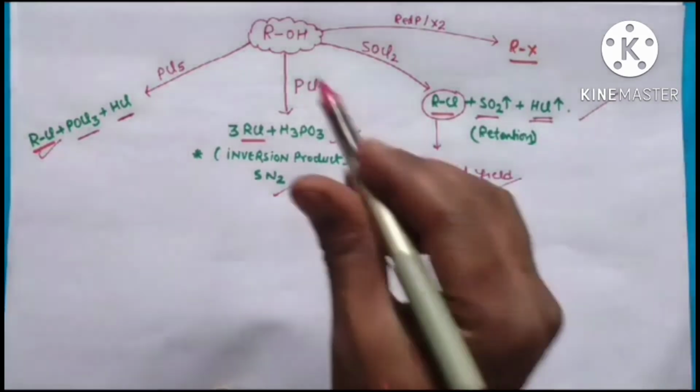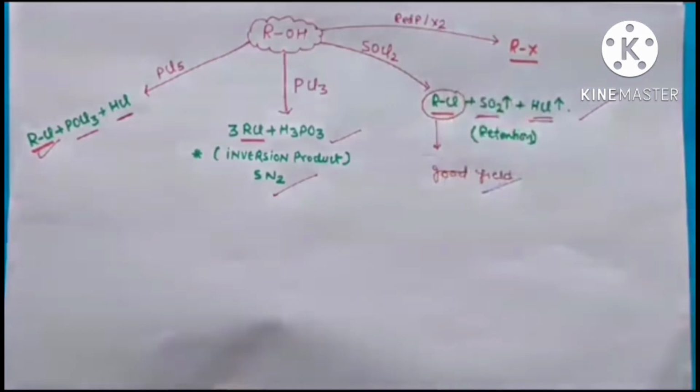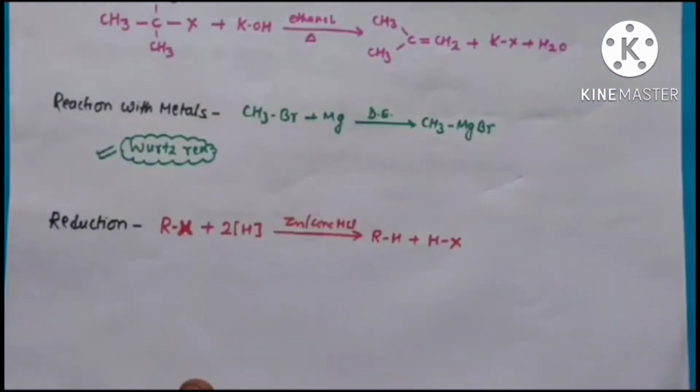Now the last method, red phosphorus with halogen. So directly you can prepare RX. So just take a screenshot of this. This is very important. Now we are going to move to the next type of reactions.